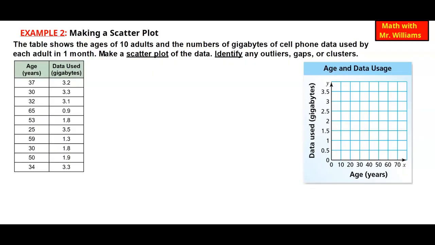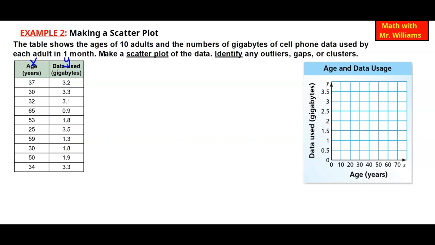Math with Mr. Williams, example 2, making a scatter plot. The table shows the ages of 10 adults and the numbers of gigabytes of cell phone data used by each adult in 1 month. Make a scatter plot of the data, identifying the outliers, gaps, or clusters. Okay, so here we have our table. What we have to understand is the first column is going to represent our X value, and then the second column will represent our Y value.